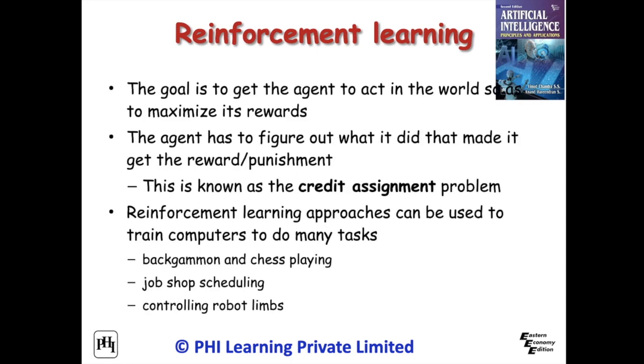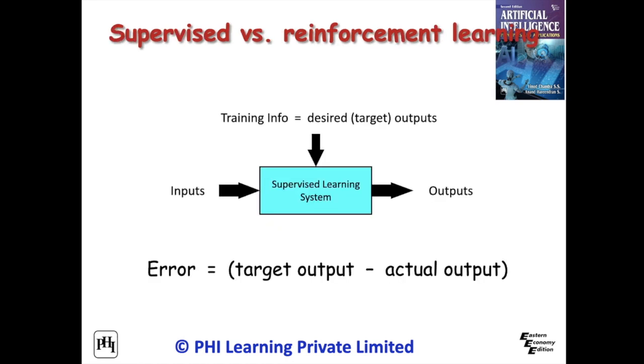In reinforcement learning, the goal is to get the agent to act in the world so as to maximize its rewards. The agent has to figure out what it did that made it get the reward or punishment. It is called the credit assignment problem. Reinforcement learning learns how to behave successfully to achieve a goal while interacting with an external environment. Reinforcement learning approaches can be used to train computers to do many tasks, like backgammon, chess playing, job shop scheduling, and controlling robot limbs. A major difference between supervised learning and reinforcement learning is shown in the figure.